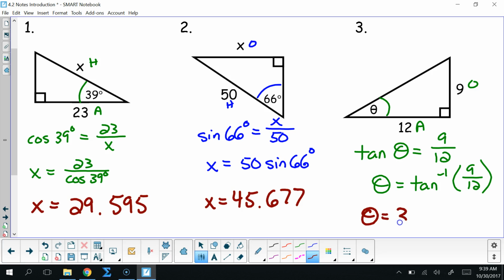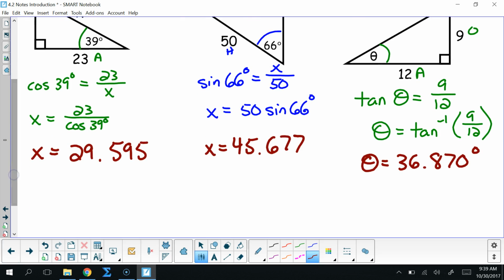Theta is 36.870 degrees there. If I went in radians, that would be 0.644 radians. Okay?